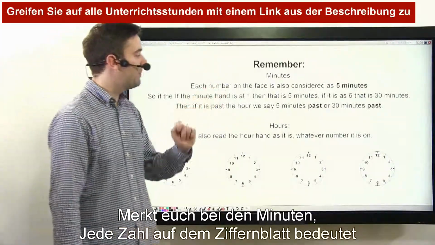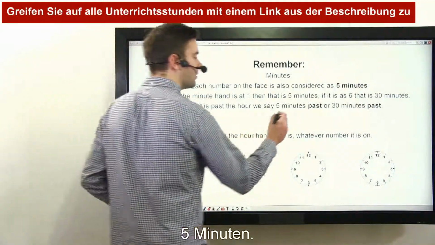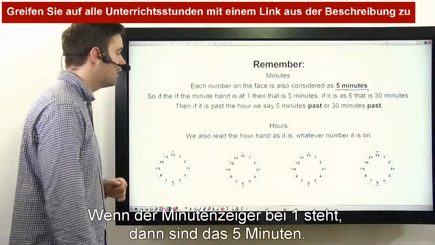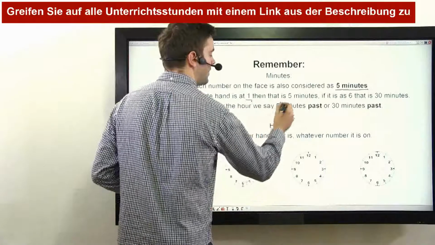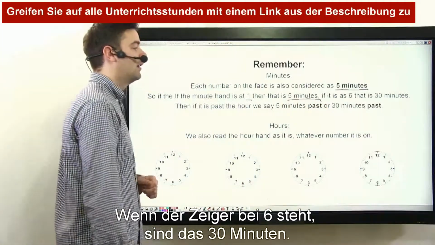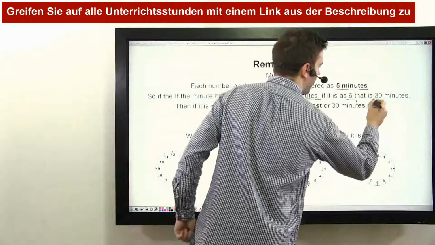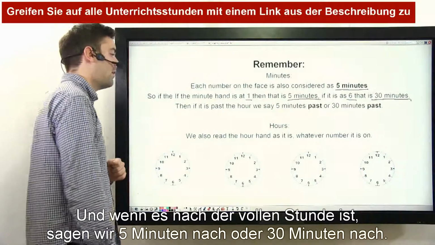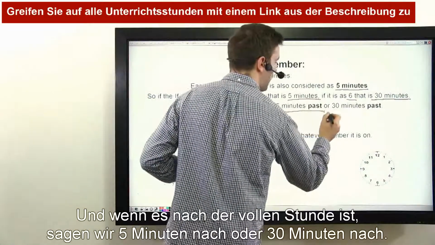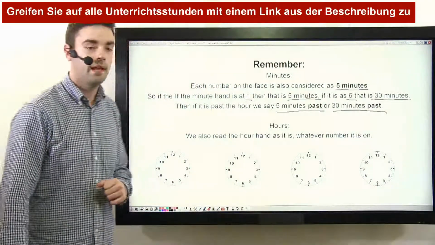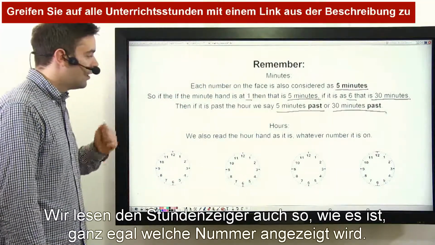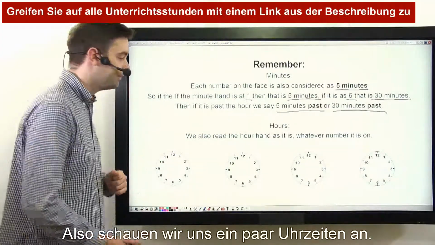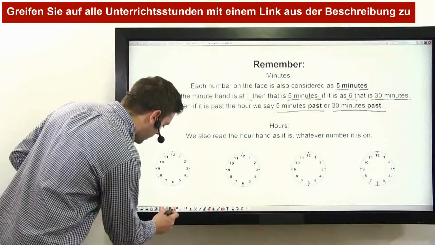Remember, with minutes, each number on the face is also considered as 5 minutes. So if the minute hand is at 1, then that is 5 minutes. If the hand is at 6, that is 30 minutes. Then, if it is in the past, we say 5 minutes past or 30 minutes past. We also read the hour hand as it is, whatever number it is on. So let's have a look at some clocks.